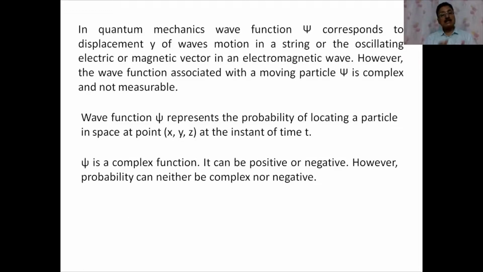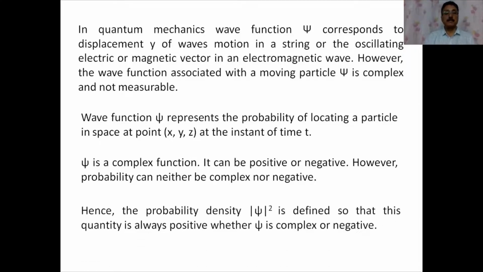But psi is a complex function. It can be positive or negative. And mod psi square, as we had seen earlier, represents the probability density, that is the probability of locating the particle at x, y, z, and t. So psi is complex. It can be positive, negative, but mod psi square will always be positive. So psi cannot represent the probability, rather mod psi square represents the probability density.